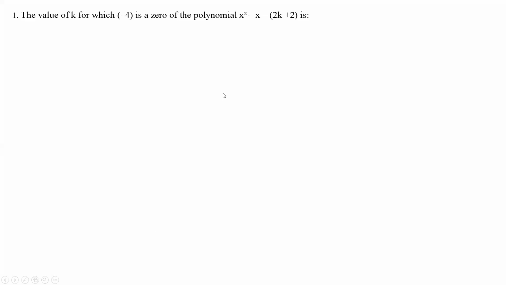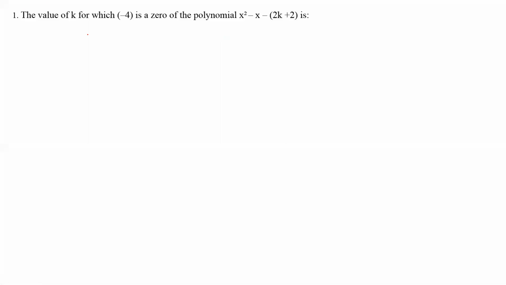So the first question of assignment 3 was: the value of k for which -4 is a zero of the polynomial. Here we are given the zero, and we have to find the value of k. Sum of zeros and product of zeros, this concept is very important for quadratic polynomials. Mostly the question will come from this topic only.